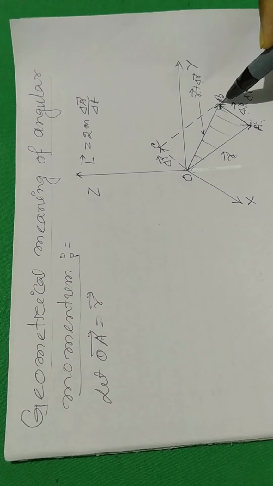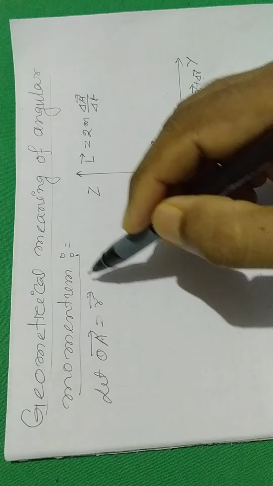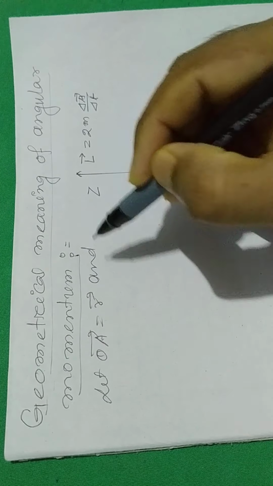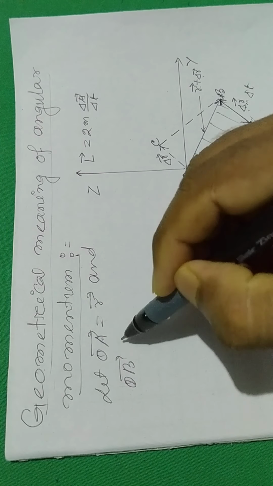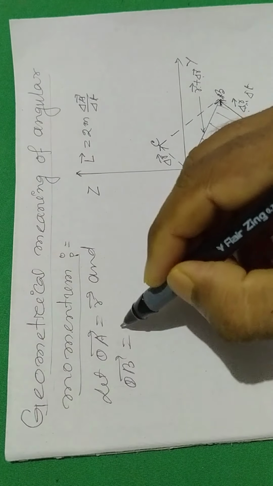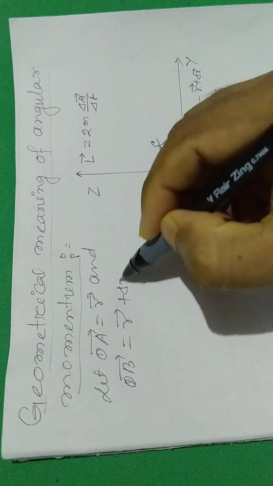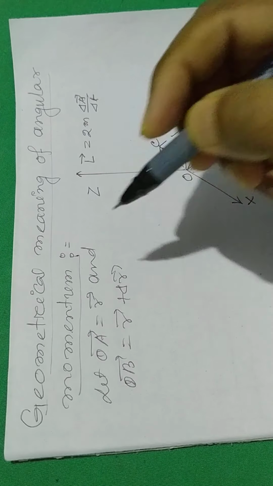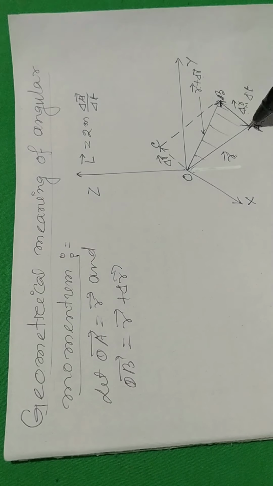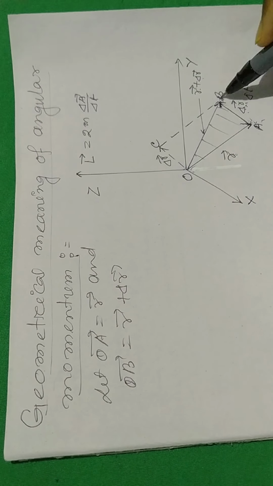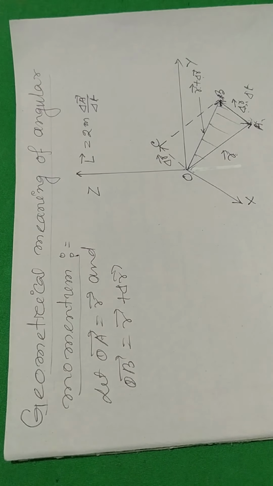So OB is the new position vector of the particle, and OB equal to R plus del R. Then what is the displacement of the particle from A to B? Displacement is measured as the difference of final position vector and initial position vector.